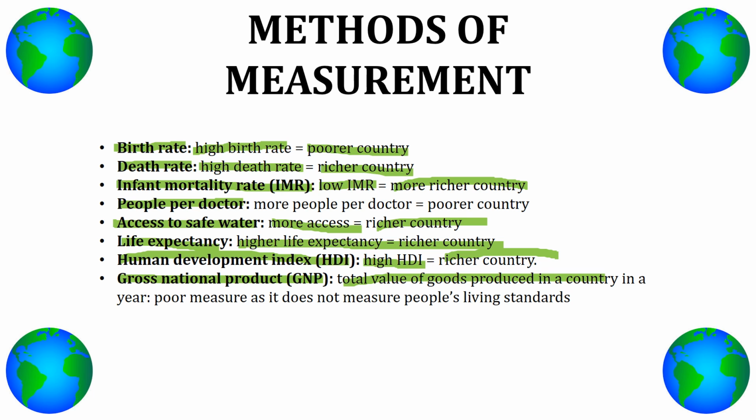The Human Development Index, the higher the HDI, the richer the country. This is on a scale from 0 to 1 and takes into account school life expectancy, birth life expectancy, and literacy rates. And the gross national product is the total value of goods produced in a country in a year. But this is a poor measure, as it doesn't measure people's living standards.